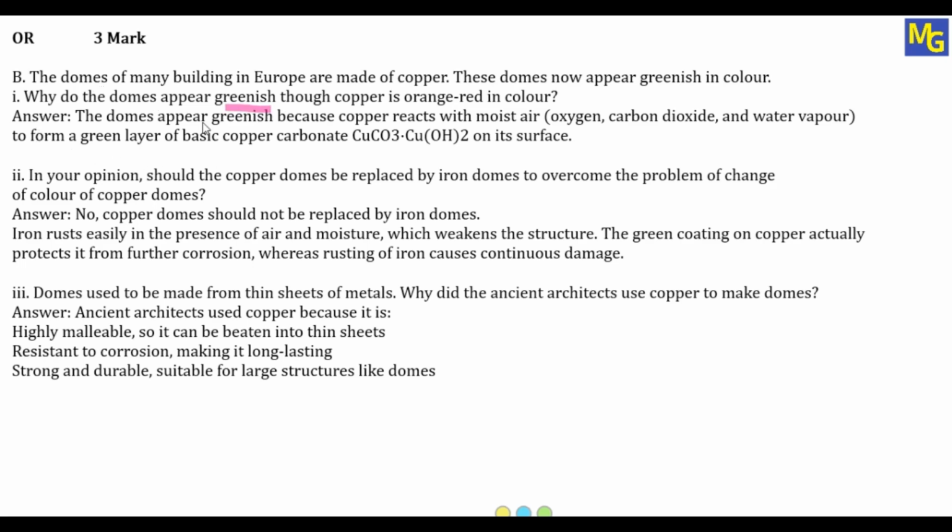Question number 2 is, in your opinion, should the copper domes be replaced by iron domes to overcome the problem of change of color of copper domes?